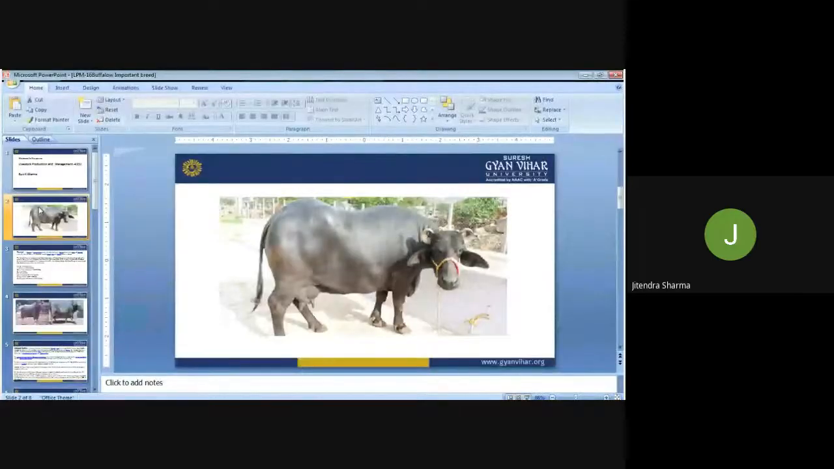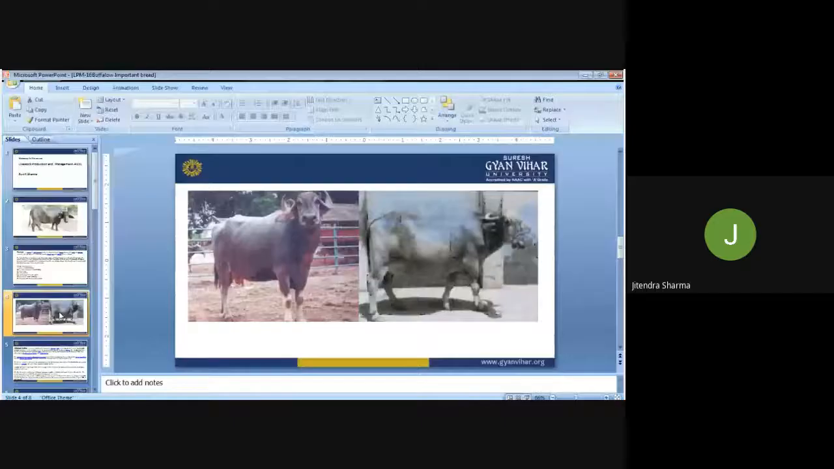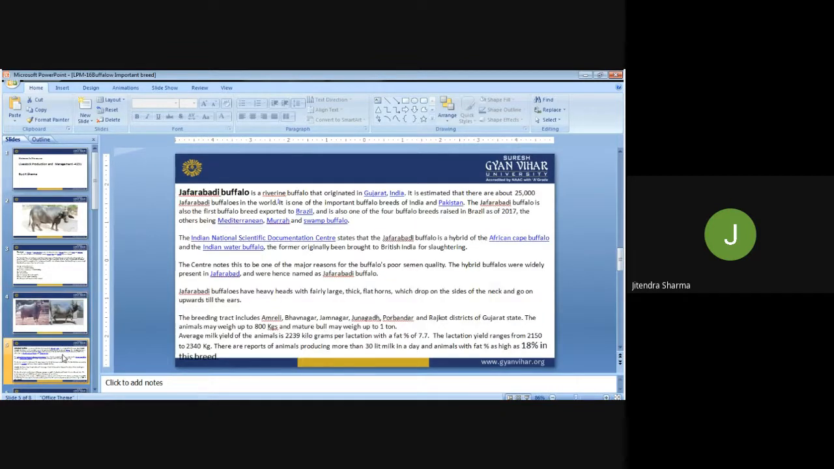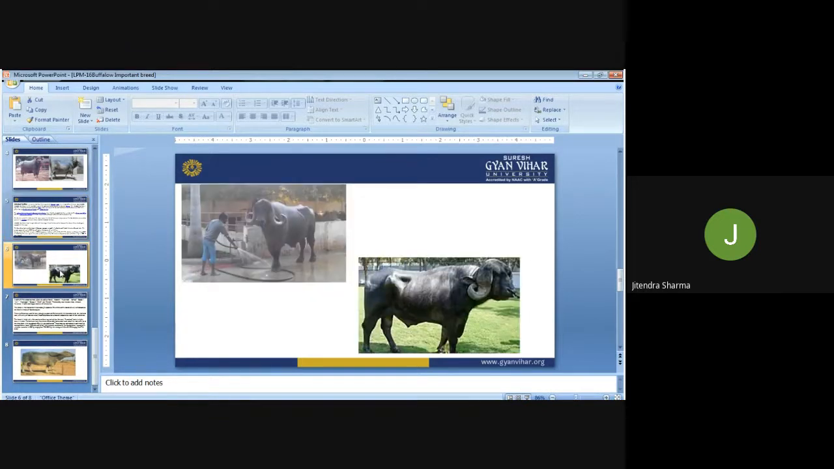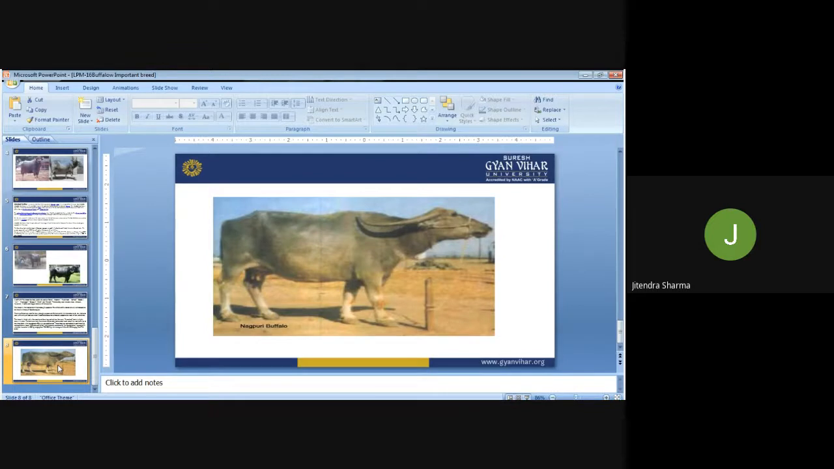So now you'll see the first one, the Murra buffalo. You will see this is the Murra buffalo, and the characteristics I have already given to you. Now here we have a Surti buffalo. You'll see that the brown color is there. That's why we call it the brown buffalo, or sometimes in Hindi we call it the Bhuri Bhains. This is the picture of the Jafrabadi buffalo. And now this is the Nagpuri buffalo. So we have seen the pictures of these breeds. They are very important breeds in our country.